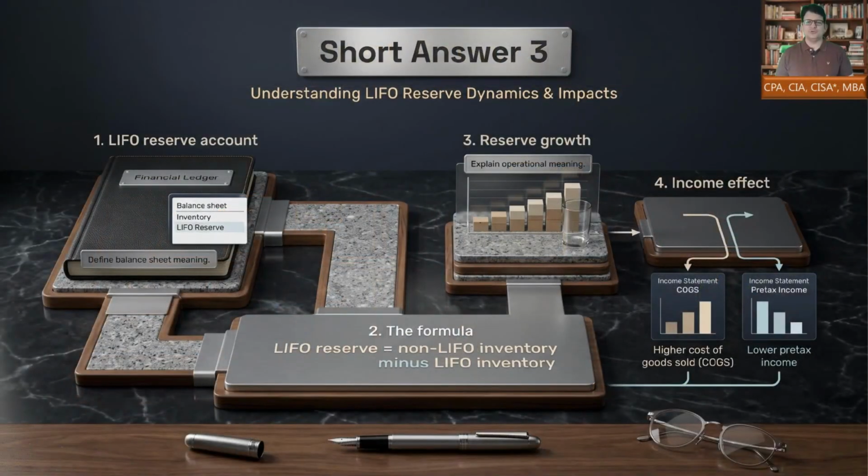Short answer 3 focuses on the LIFO reserve. Explain what the LIFO reserve represents and how an increase in the reserve usually affects cost of goods sold and income. Your response should define the reserve, use the formula non-LIFO inventory minus LIFO inventory, explain what a reserve increase means, and connect it to COGS and pre-tax income. Write your response now. This is a favorite analysis point because it connects inventory measurement to comparability between companies.